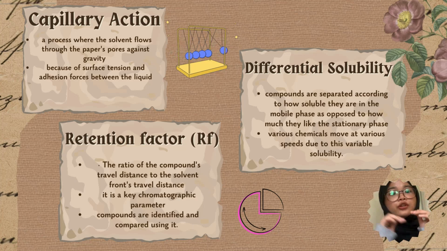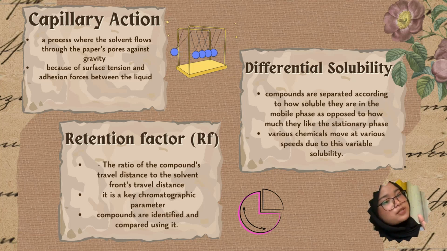For the third, we use retention factor, which is RF. Retention factor means the ratio of the compound's travel distance to the solvent front travel distance is known as the RF value, and it is a key chromatographic parameter. Compounds are identified and compared using it.